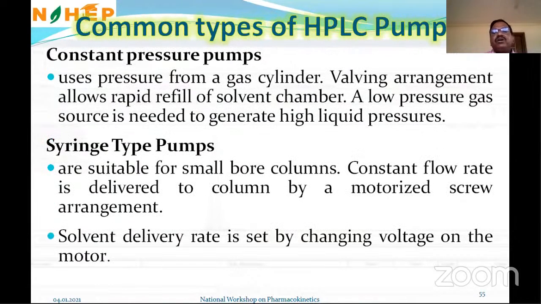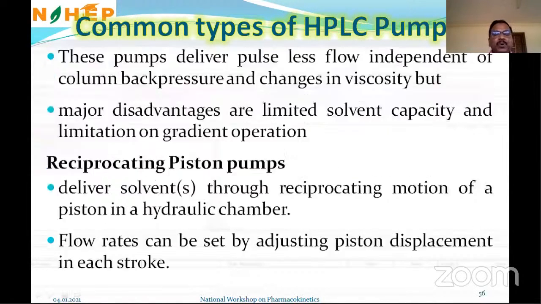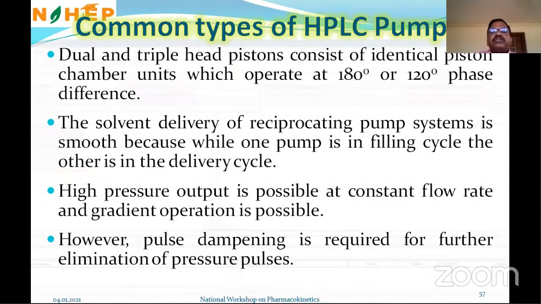Coming to the common types of HPLC pumps, of course, this is not very important for us, because the manufacturer will keep an appropriate pump that is suitable to deliver a constant pressure and constant rate. That is constant pressure pumps, syringe type pumps and reciprocating piston type pumps. These are the various types of pumps that are commonly used.